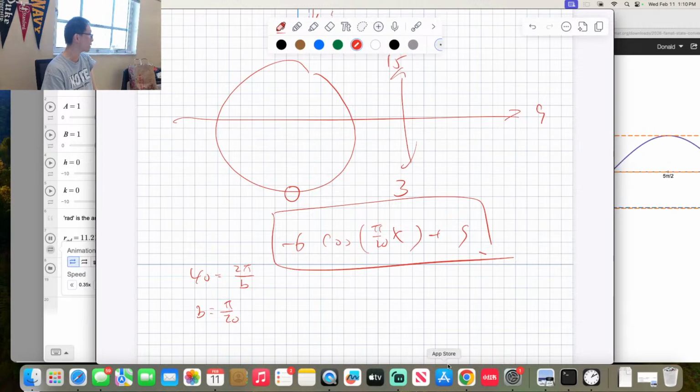You're missing a pi. Very good job, guys. 40b equals 2 pi, and you solve for b by dividing by 40 on both sides. So b is equal to pi over 20.